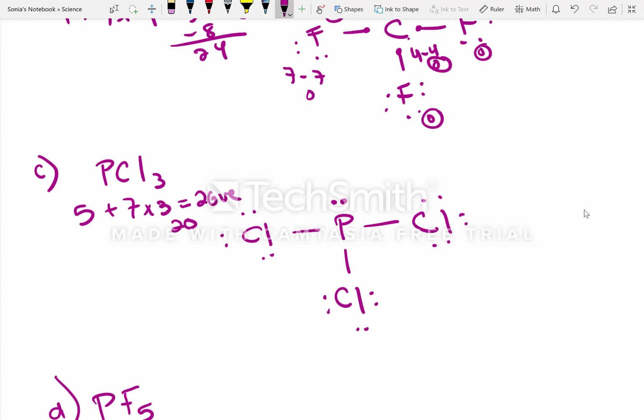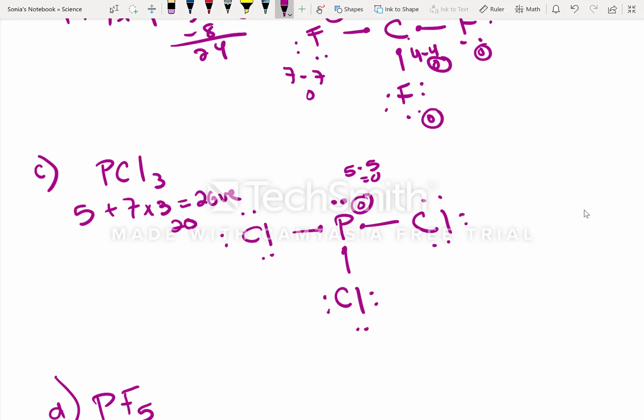And now we can go ahead and do our formal charges because we've already put all the electrons where they go and filled it out. So let's see. Phosphorus came in with 5. And it now has 1, 2, 3, 4, 5. So 5 minus 5 gives you a 0. So we now know that our formal charge on the central atom is 0.